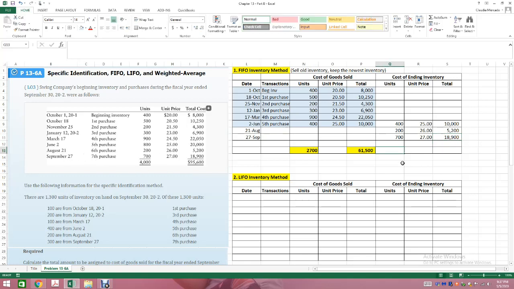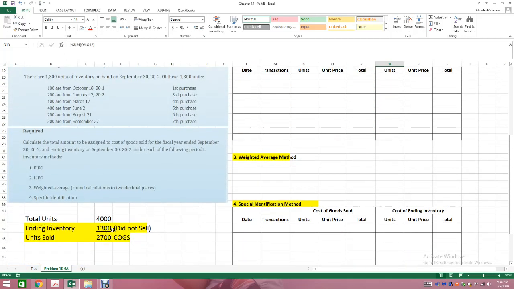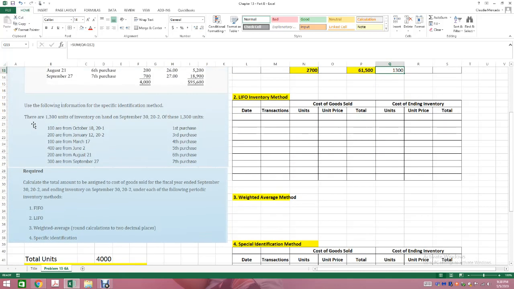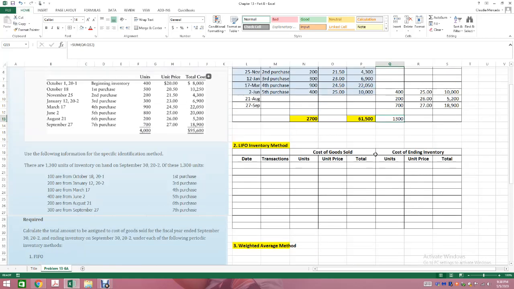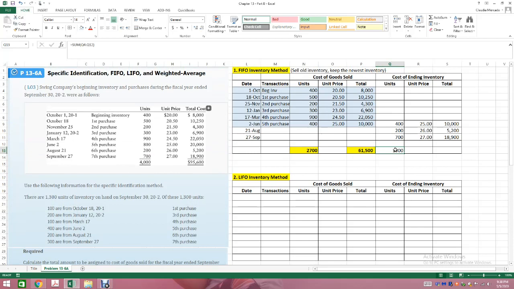Now I'm going to add my column for my cost of ending inventory. Remember, that amount needs to equal 1,300. That represents your ending inventory. Of course, each of you has different problems, but whatever the amount of the units of ending inventory is, that 1,300 or that number that's there, needs to be right here.